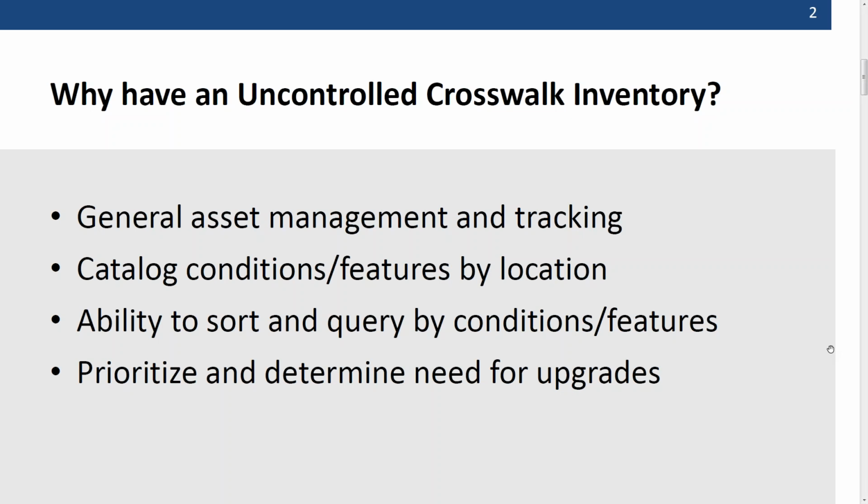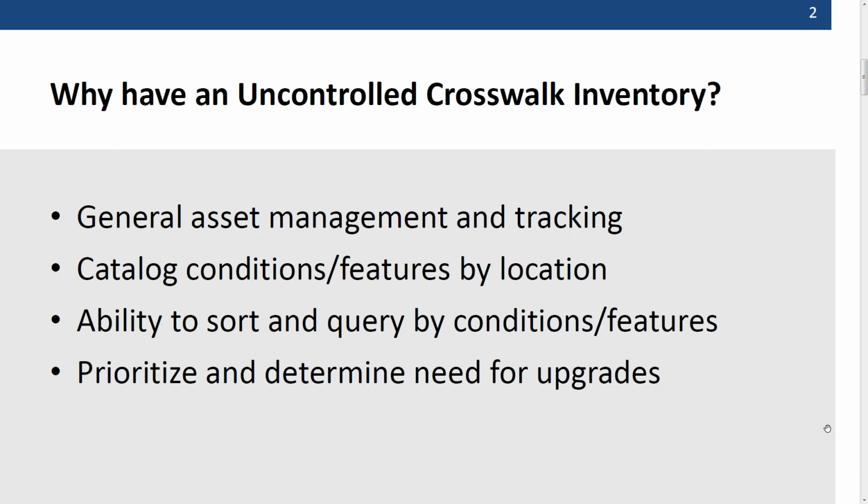For us, it's also a way to catalog all the different features of those crosswalks. When we get into the tool, I'll talk about some of those features, but some of that is based on the location of the assets and their characteristics. And then it allows you to use that listing, that inventory, to sort and query by various features in order to find specific candidate locations.